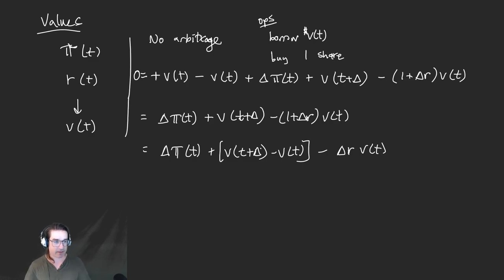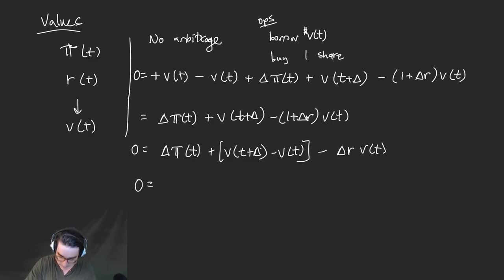You're getting the flow profits, and you're getting the change in v, whatever that may be, and this should be zero. This is cool, but we want it to be invariant to delta, so we're going to divide by delta and get a limit, which is going to generate a derivative basically.